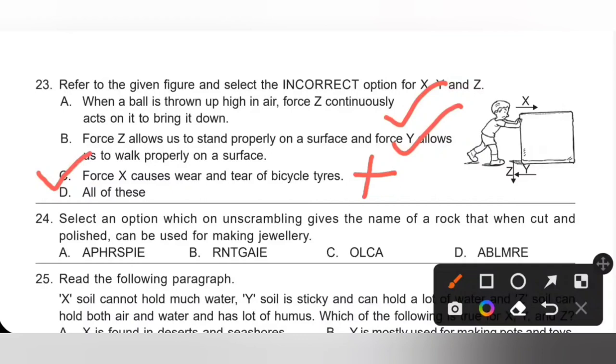24. Select an option which on unscrambling gives the name of a rock that when cut and polished can be used for making jewelry. On unscrambling we get option A, sapphire, B, granite, C, coal, D, marble. Sapphire is a rock that when cut and polished can be used for making jewelry. So option A, sapphire, is the correct answer.